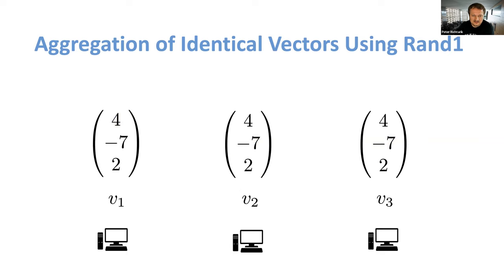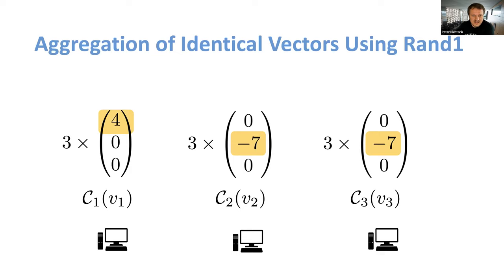So let me go back. So I hit this again. So the first client just flipped this coin and with probability 1/3 chose the first entry to keep. The second client chose the second entry to keep, and the last client also chose the second entry to keep. So this is a random choice. If you flip these coins again, then maybe some different entries will be highlighted. But what I want to really stress here is this possibility that two clients will really choose the same entry.